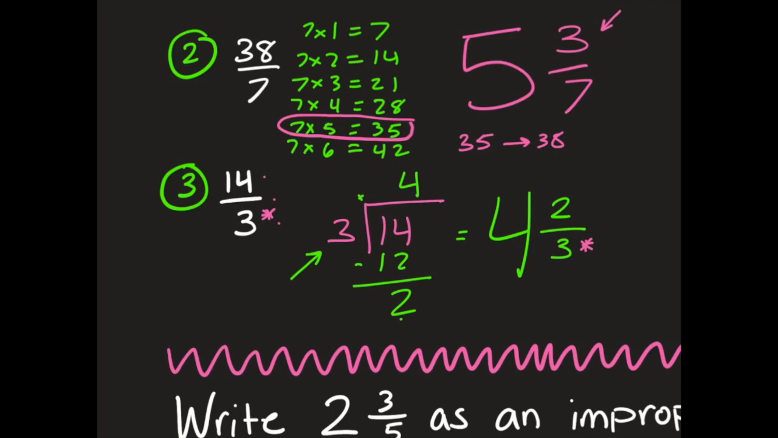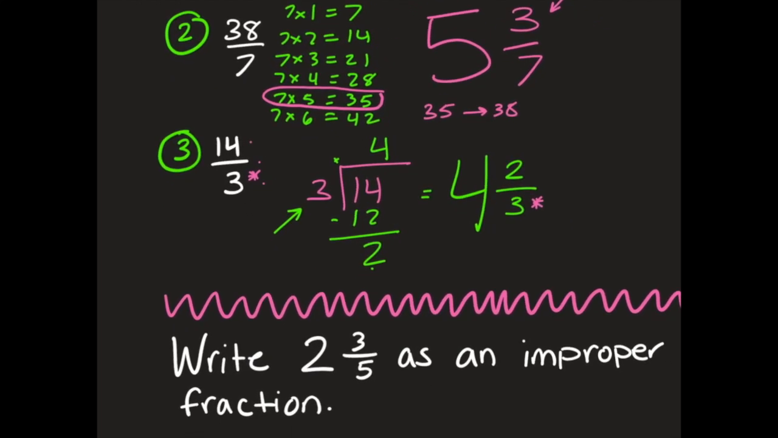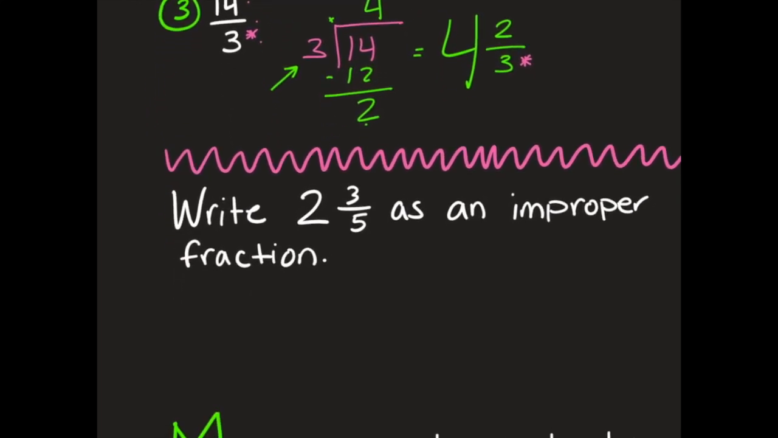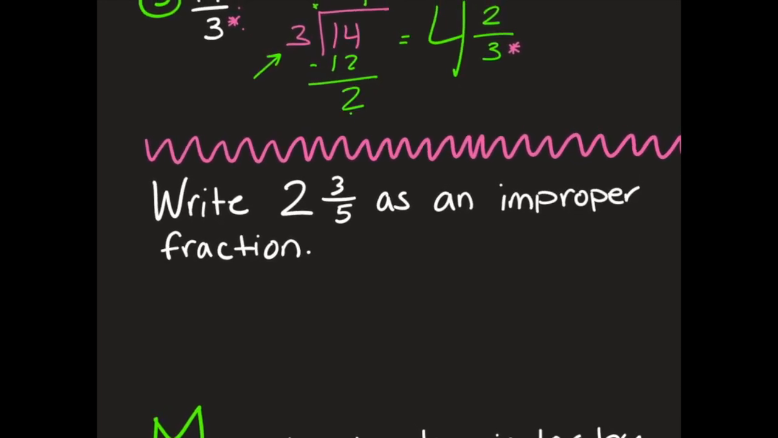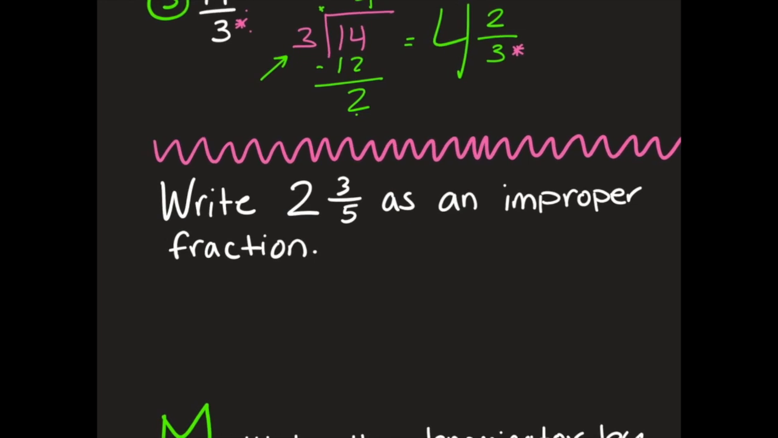All right, switching gears here, we are now going to work on taking a mixed number, which means having that whole number with that fraction, and turning it into an improper fraction. So our first problem says, write 2 3/5 as an improper fraction. I'm just going to show you what that looks like in picture form.